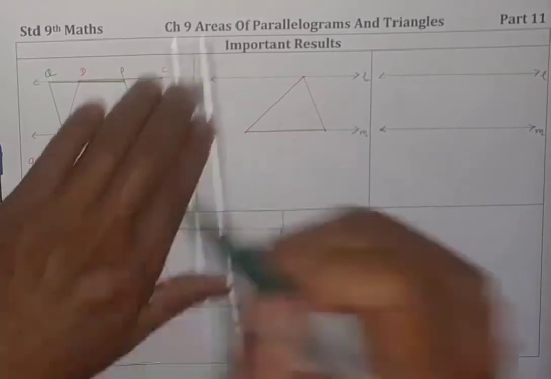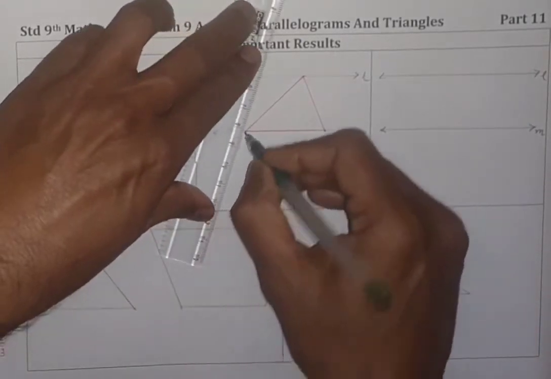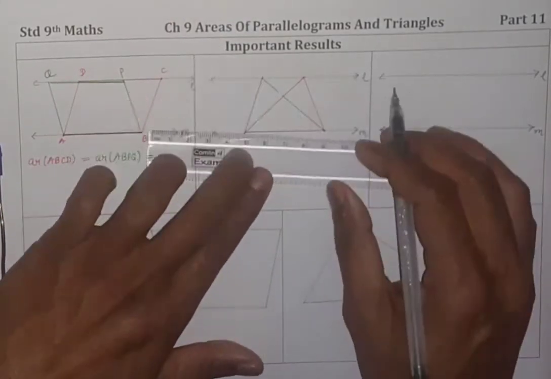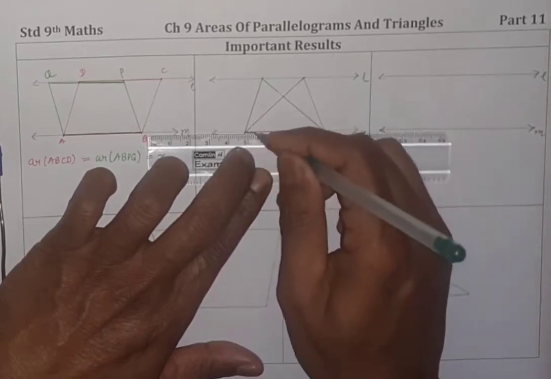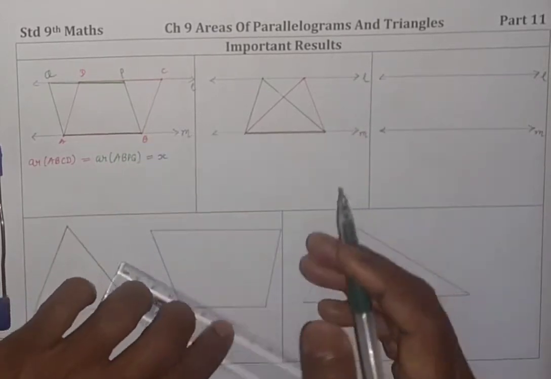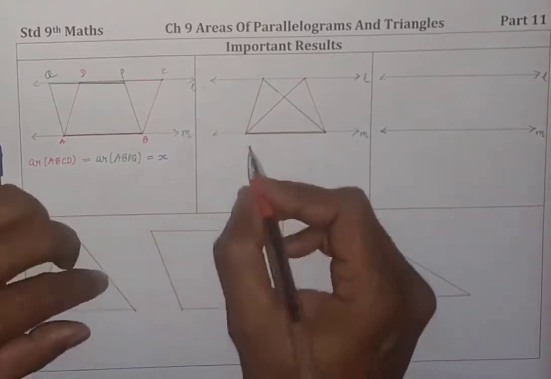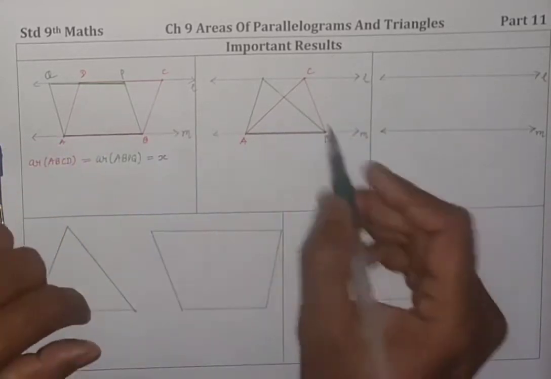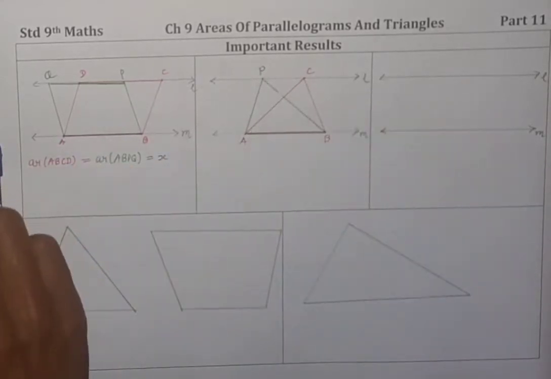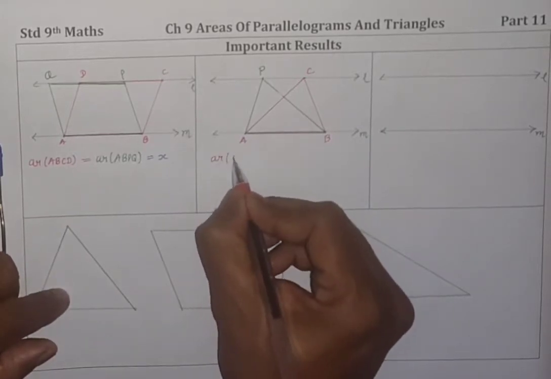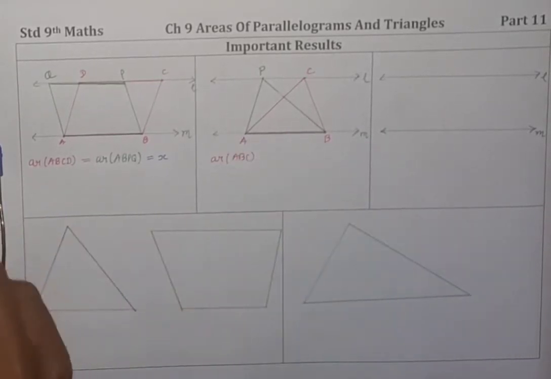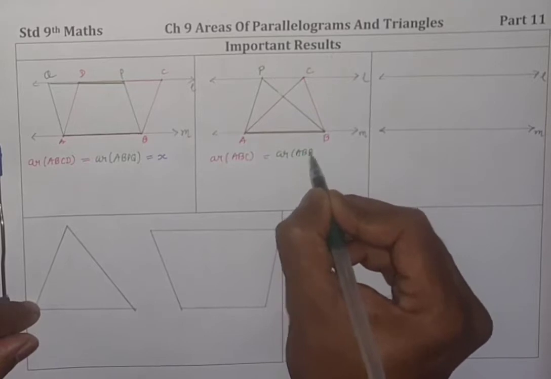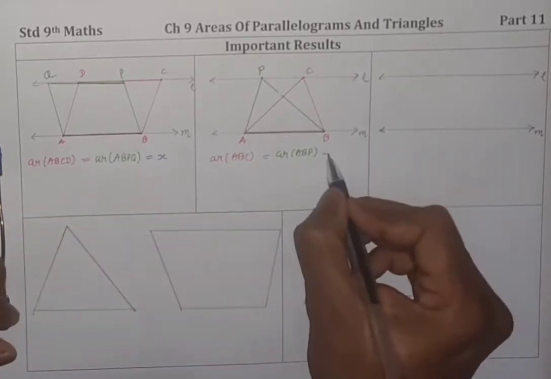Alright, this is the red triangle, and this is the green one. Both of them lie on the same base and between the same parallels. Let me say this is triangle ABC and the green one is ABP. So once again, area of red triangle ABC is equal to area of green triangle ABP, and that is equal to, let's say, X. Both areas are equal.